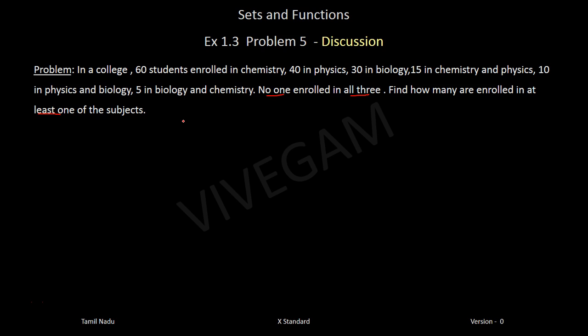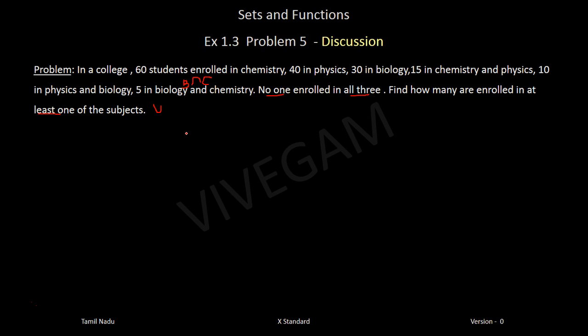Then how many are enrolled in at least one of the subjects? You have to have this understanding very clearly. And means it is intersection. See, here they say biology and chemistry, so that is B intersection C. So, and means intersection. Or at least one of these subjects, all these things means union. So what they are asking us to find is C union P union B. That is what they are asking us to find.